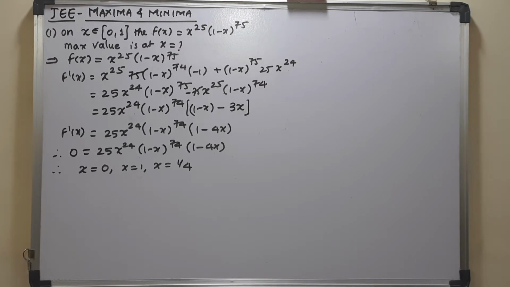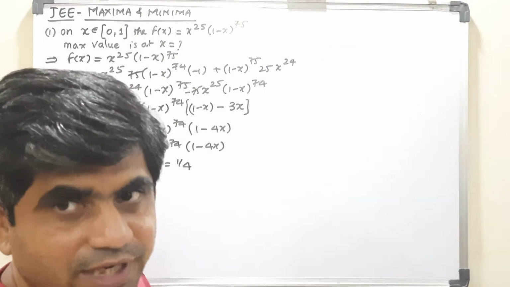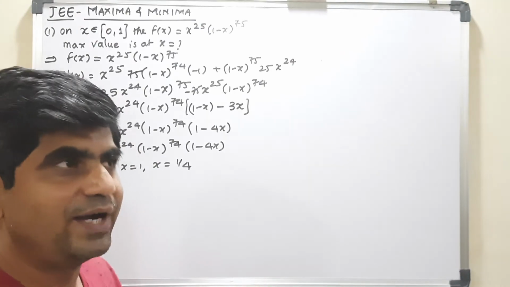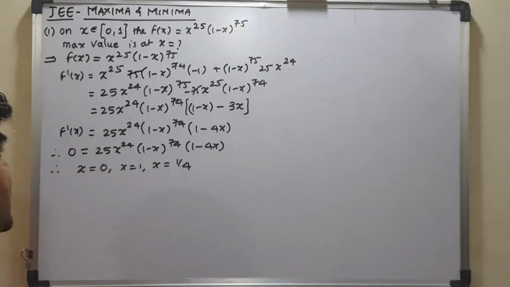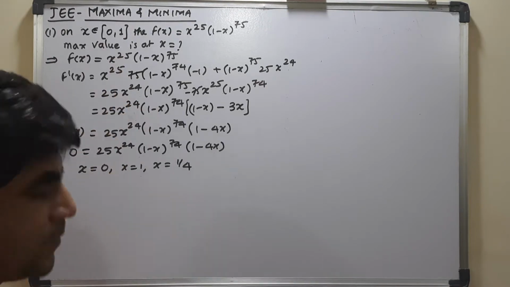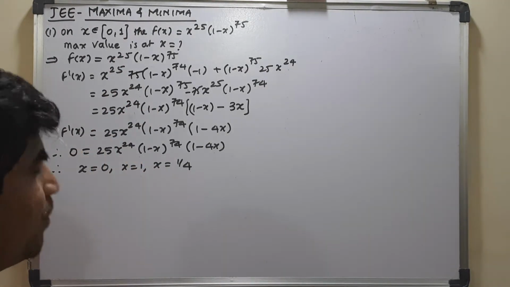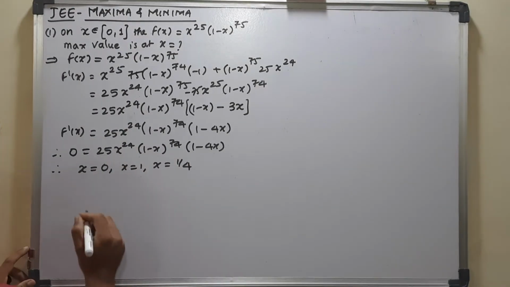These are the points where I could check the second derivative, but the second derivative will be too lengthy. So I will go with the fundamental thinking: I will check the nature, that is, how the derivative behaves around a particular point. The extreme points are 0 and 1, so I will prefer checking them later. I will check the point 1 by 4 because it is between 0 and 1.